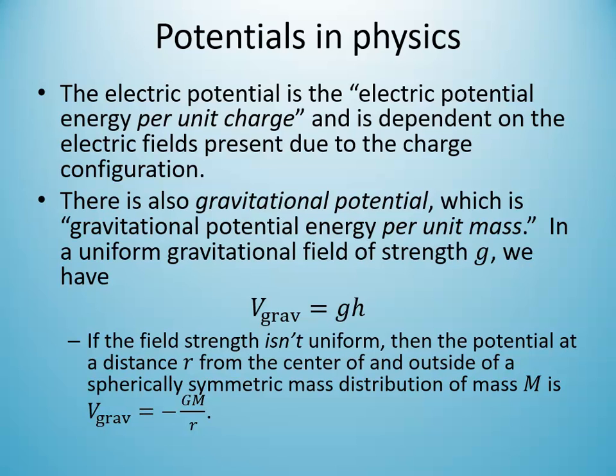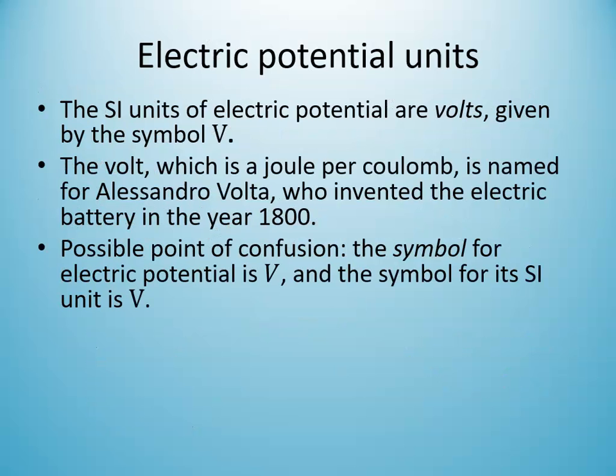If this field strength is not uniform, then the real equation is the gravitational potential is negative big G times big M, where big M is the mass distribution, divided by R, where R is your distance from the center of this mass distribution. Now, back to electric potential.